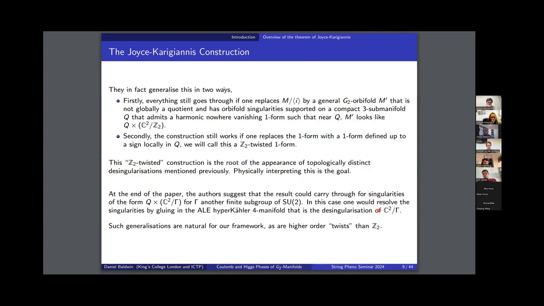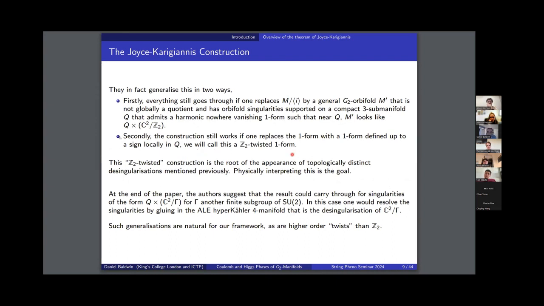But in fact, they actually say something more general. Everything still goes through if you take just a general G2 orbifold, which doesn't have to globally be a quotient, as long as the singular set looks like Q times an A1 singularity, and as long as Q has this special one form living on it. And secondly, everything still works if you replace this one form with a one form defined up to a sign locally on the 3-manifold. So this is what we'll call a Z2 twisted one form.